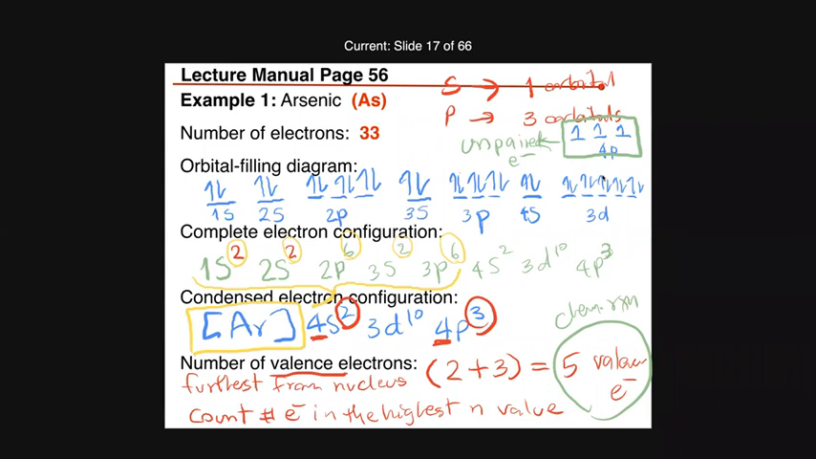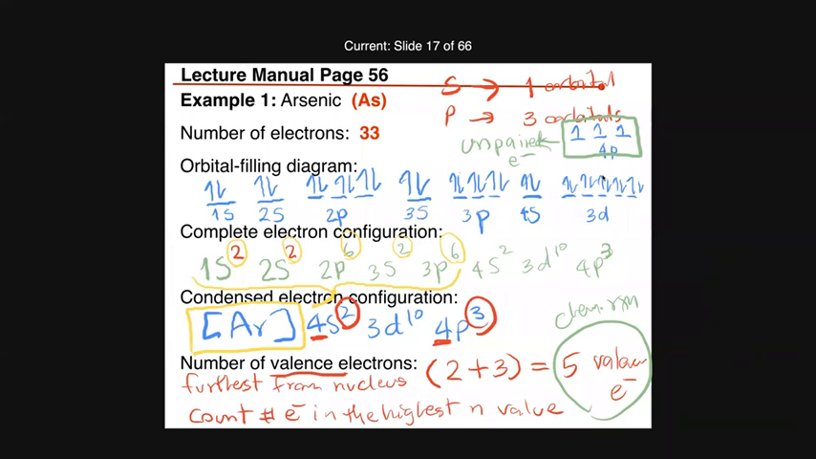It also can tell you about the group on the periodic table. So for example, if you have 5 valence electrons, the group it is located in is going to be group 15, or group 5A. We're going to talk about the periodic table in probably the next lecture.